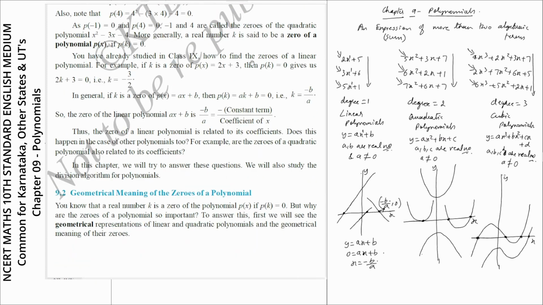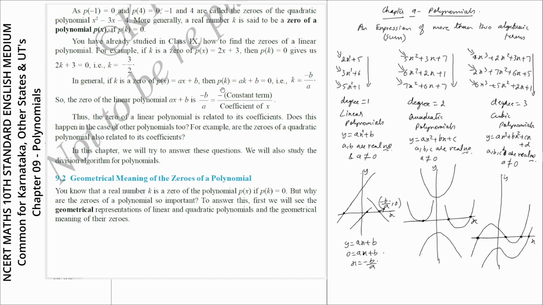And as I said to you, polynomials may intersect the x-axis at some point. If a linear polynomial intersects the x-axis, it is going to intersect at the point minus b by a. I already explained this. A linear equation always intersects the x-axis at the point minus b by a comma 0. So b is nothing but the constant term and a is the coefficient of x.